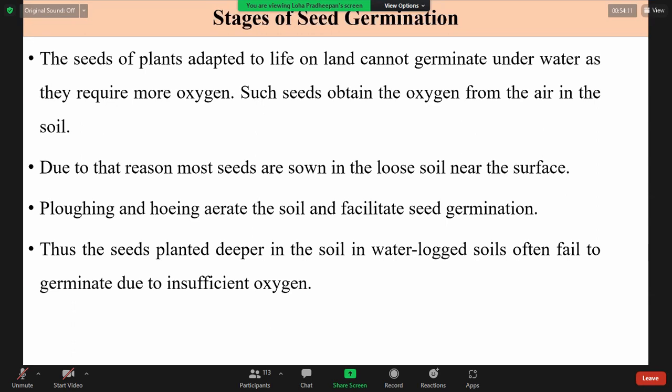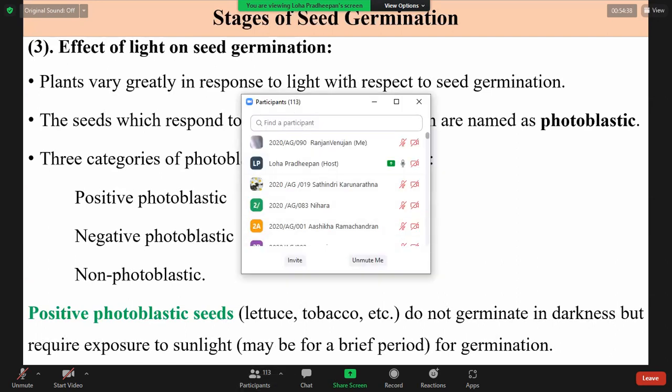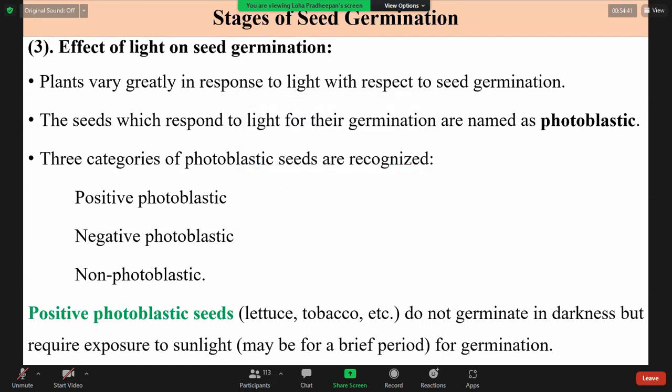If the waterlogged condition is available, some seeds won't germinate. Few seeds are able to germinate like paddy, but other seeds won't germinate due to insufficient oxygen availability. Then other parameters, the seeds that respond to light, especially during the germination.